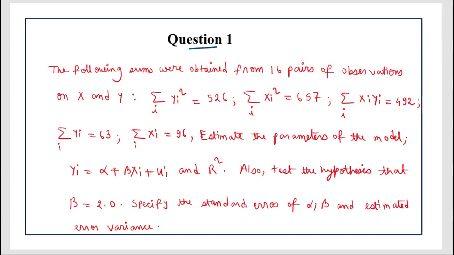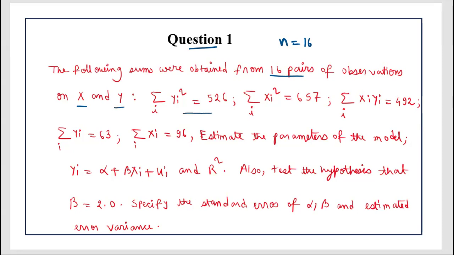Question number 1 says the following sums were obtained from 16 pairs of observations. So n is given to you as 16, the number of observations on x and y. So you have two variables. As I've told you, the classical linear regression model is basically a two variable simple regression model where you have one independent variable and one dependent variable. X is the independent variable, y is the dependent variable. And the data on x and y are given to you.